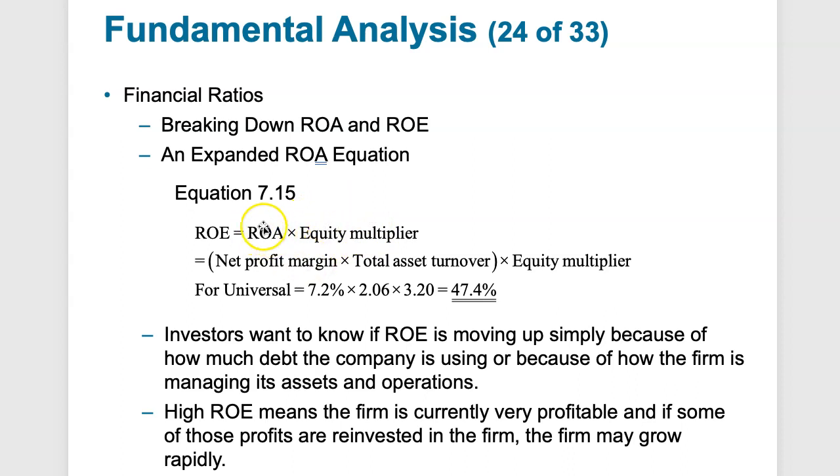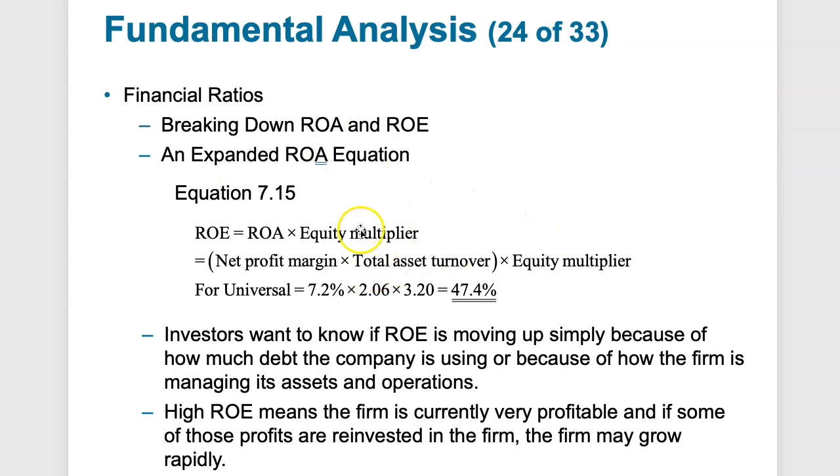And we could break down that return on assets into net profit margin and total asset turnover. So again, we're looking more deeply into this return on assets. Is it moving up simply because the amount of debt is increasing, or because the firm is just managing its assets and operations better? This is why we want to know why return on equity increased. Is it because we're taking on more debt, or is it because we're better utilizing the assets of the company?